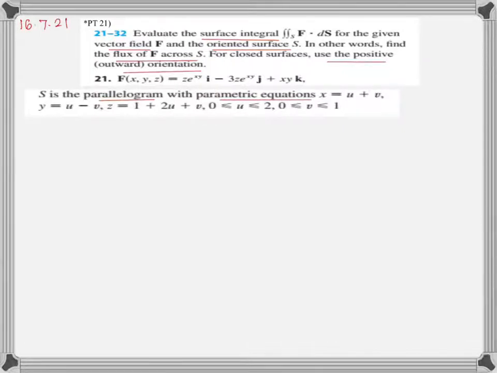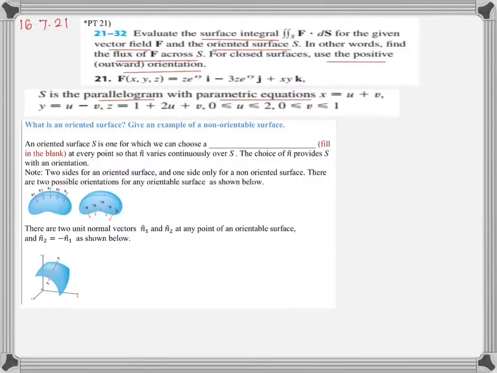In the earlier problem, we saw the surface integral for a scalar field. Now we are going to do this problem for a vector field, so the formula is slightly modified. So what is an oriented surface? Give an example of a non-orientable surface.